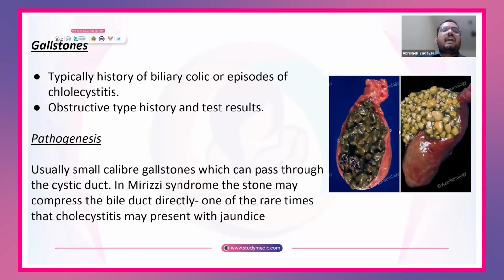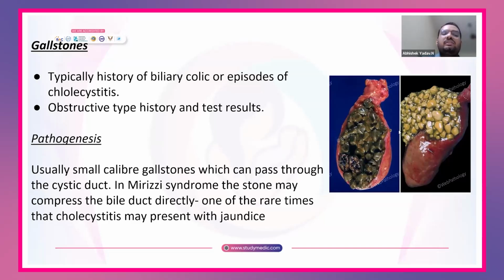Pathogenesis is usually small caliber gallstones which can pass through a cystic duct. Mirizzi syndrome is nothing but a condition where the stone will be lodged in the cystic duct, but it's causing an obstruction to the common hepatic duct. So that will be obstructive type of jaundice by a gallstone which is present in the cystic duct. That's called Mirizzi syndrome.